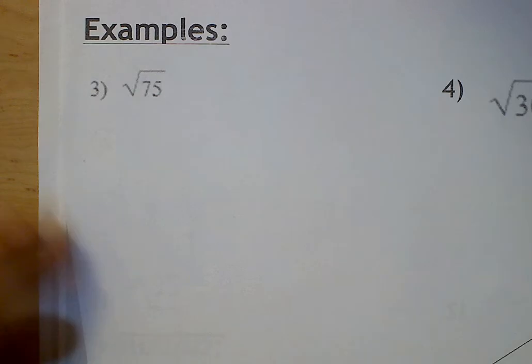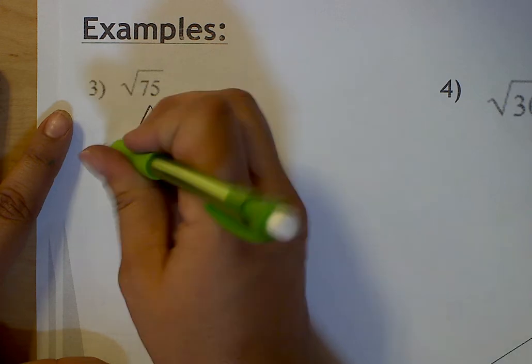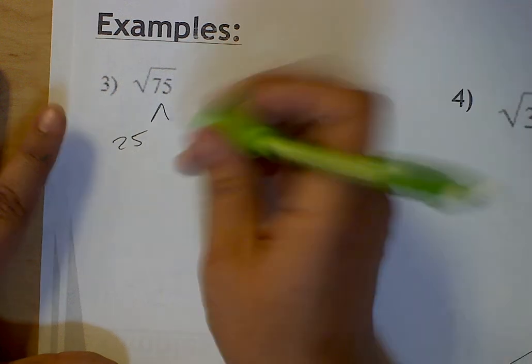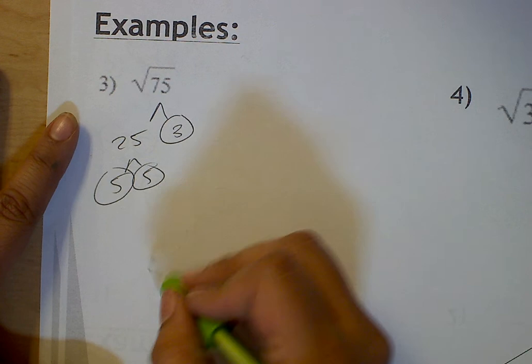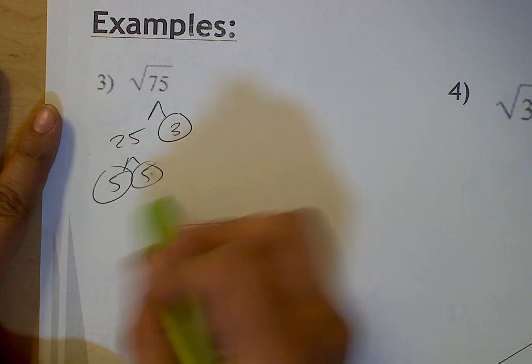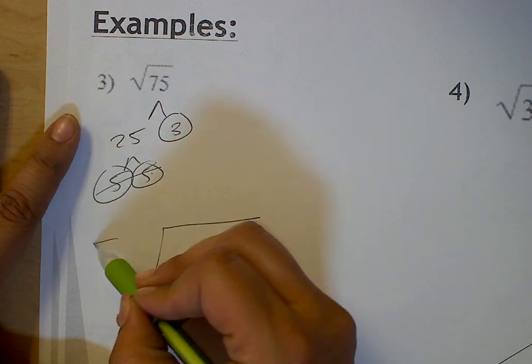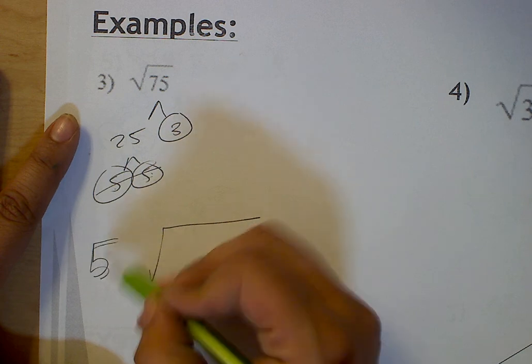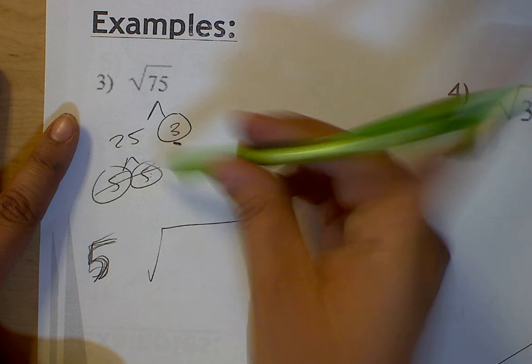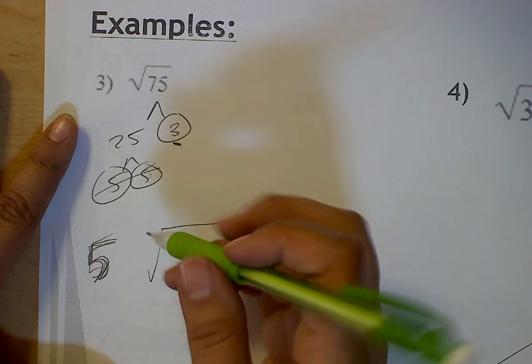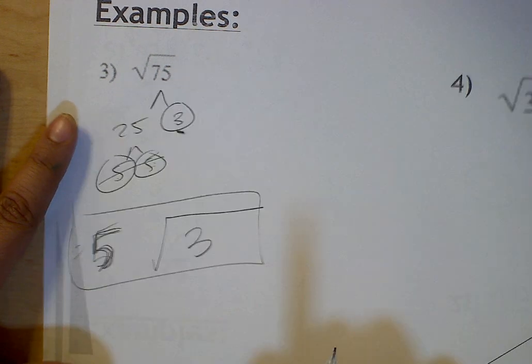So here we have radical 75. I'm going to break this down to 25 times 3, and then 5 and 5. So the idea is, if it has a pair, it gets to come out. That number gets to come out of the radical. And if it doesn't, if it's single, it stays inside. And that is the answer, 5 rad 3.